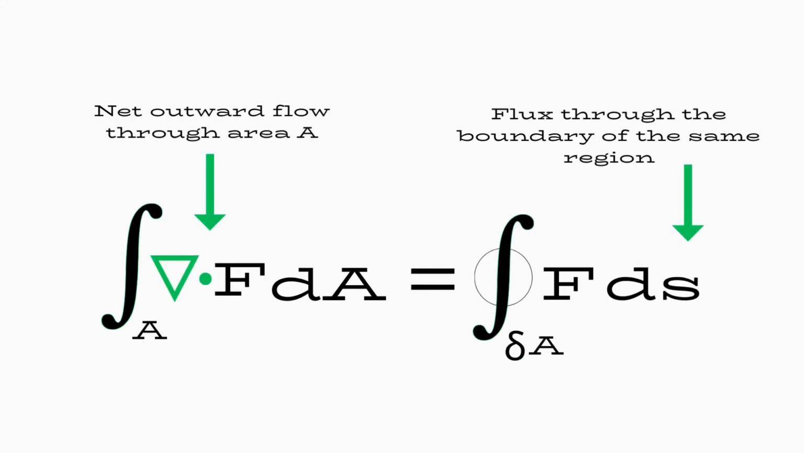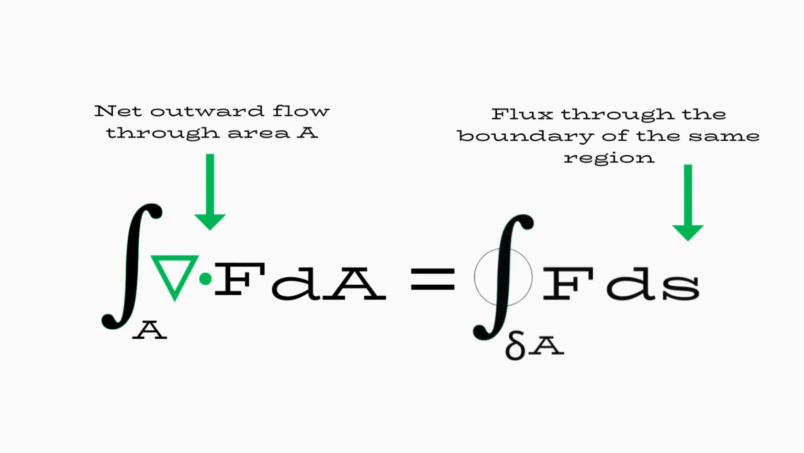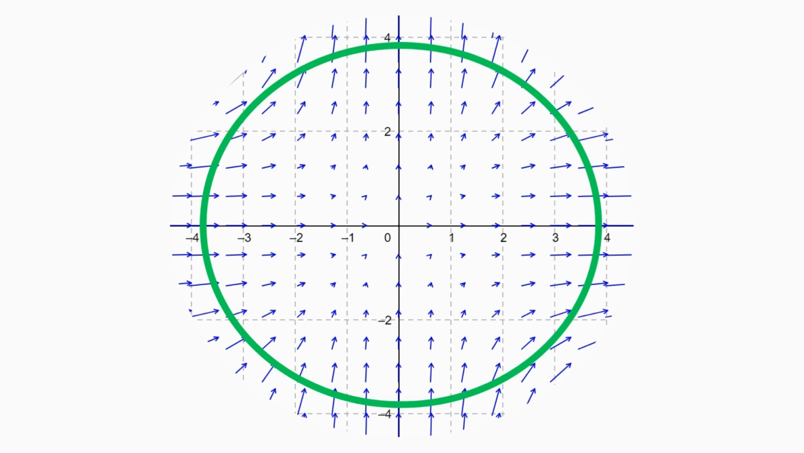That brings us to the divergence theorem, which basically states that the total divergence of an area, shown by the integral over the area, is equivalent to the amount of stuff that goes through its boundary, or the flux. Let's try solving the problem at the start of this video.